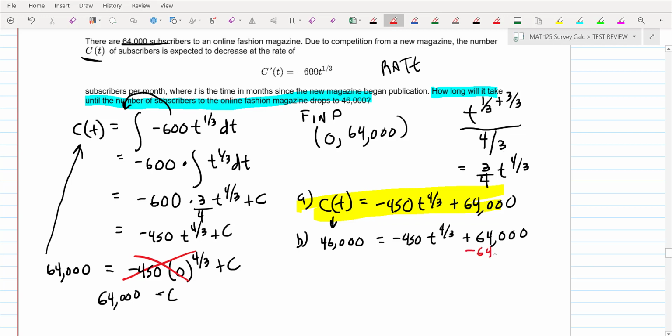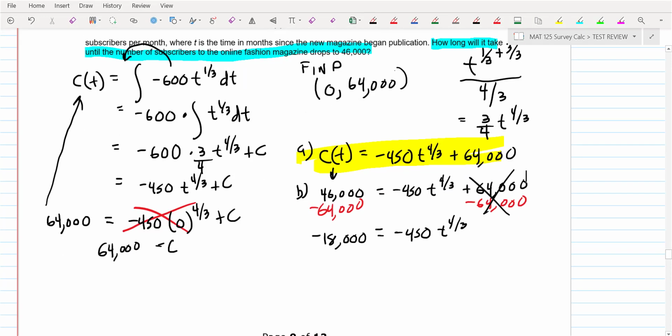First thing to do would be to subtract 64,000 from both sides. So 46,000 minus 64,000 is negative 18,000, is what I got on my calculator. So I've got negative 18,000 equals negative 450 t to the 4/3. Of course, that cancels out.